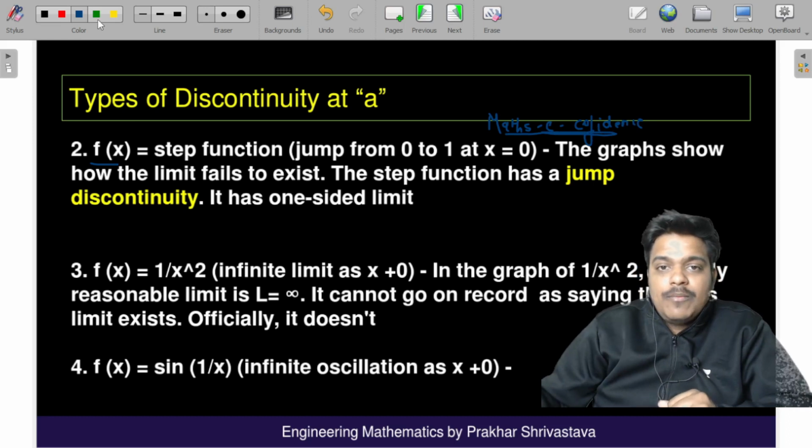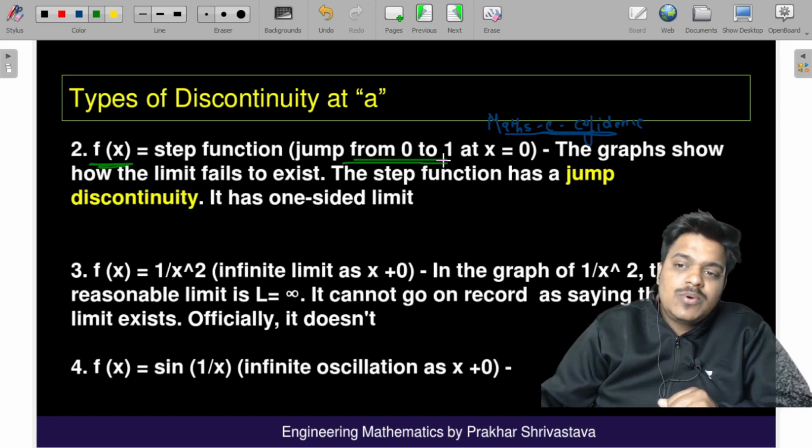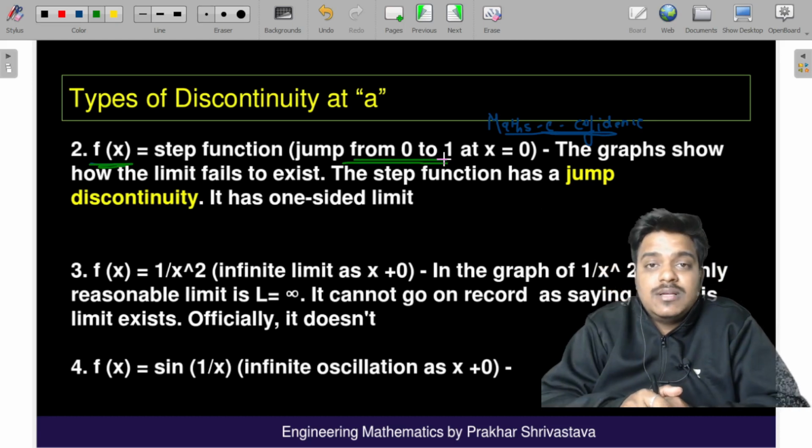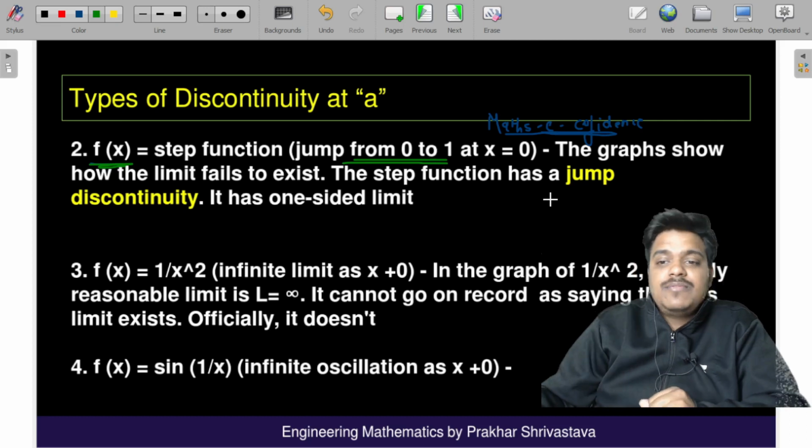Okay. Now it's very clear. If f of x is a step function, that is, it is varying between 0 and 1. So before x is equal to 0, the value of the function is 0. As soon as the value of x crosses 0, the value of the function becomes 1. Okay, and such type of discontinuity is known as jump discontinuity.